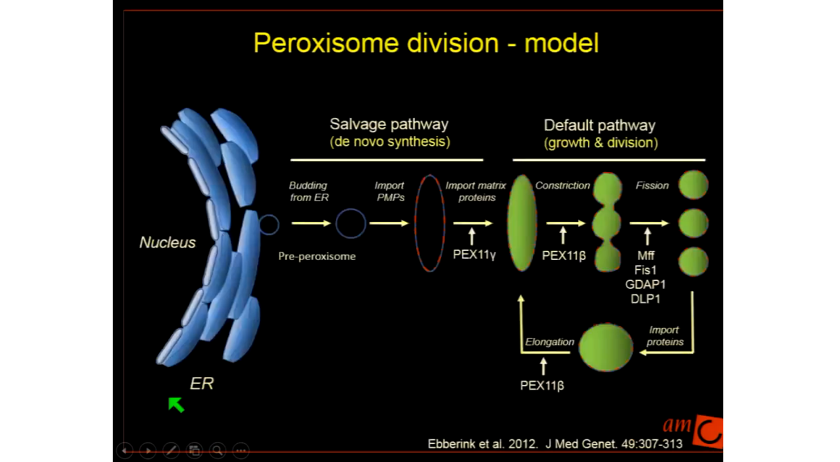So where do these genes or these proteins play a role? Well, we think that PEX11 beta and MFF, GDAP1 and DLP1 play a role in the maintenance of peroxisomes, and the maintenance is defined as peroxisomes that divide and grow from each other. And then there's this de novo pathway where peroxisomes are derived from the ER. And we have another component here, PEX11 gamma, which we think plays a role in this part of the pathway, but I'm not going into detail in this part. But we think that the proteins that we have identified so far and the patients have play a role in this part of the pathway.